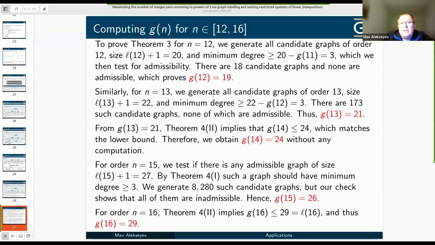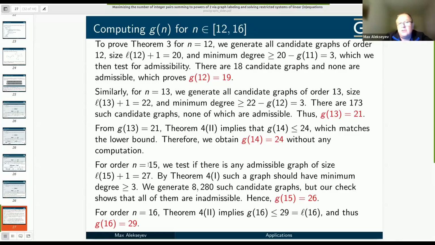Similarly, for n equal 13, we generate all candidate graphs of order 13, size 22, and minimum degree at least 3. There are 173 such candidate graphs. We test them all for admissibility. No graph is admissible, and therefore we conclude that g of 13 is 21. Then from this value of g of 13, we immediately get an upper bound for g of 14 as 24, which matches the lower bound. So we get the value of g of 14 for free. No computations needed in this case. Just the theorem gives us the upper bound, which matches the lower bound, and so we get the exact value.